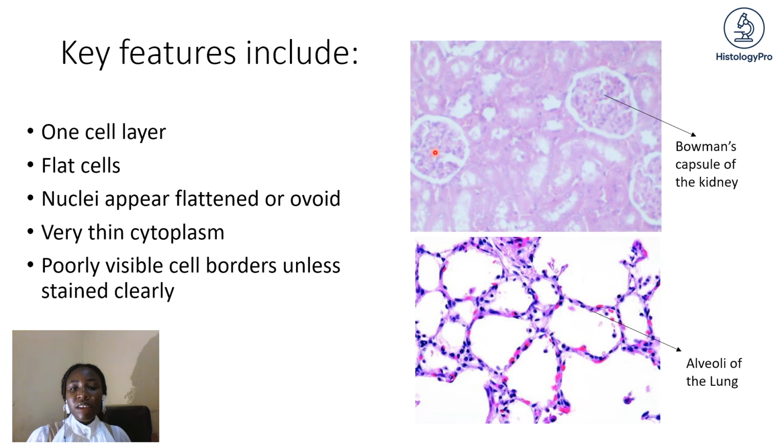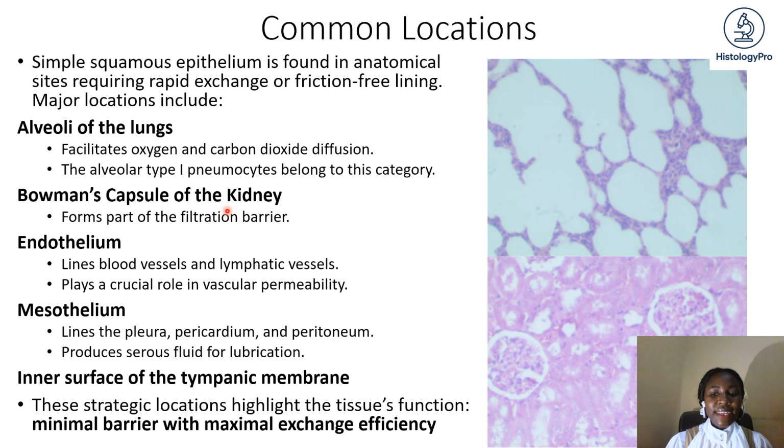Because they are thin, these cells dramatically reduce diffusion distance, making them ideal for gas exchange, filtration, and smooth lining of surfaces. Simple squamous epithelium is found in anatomical sites requiring rapid exchange or friction-free lining. It is found in major locations which include the alveoli of the lungs. This allows efficient diffusion of oxygen and carbon dioxide.